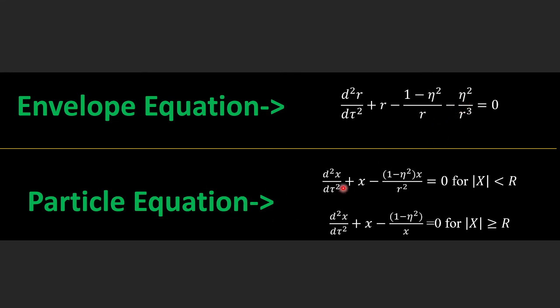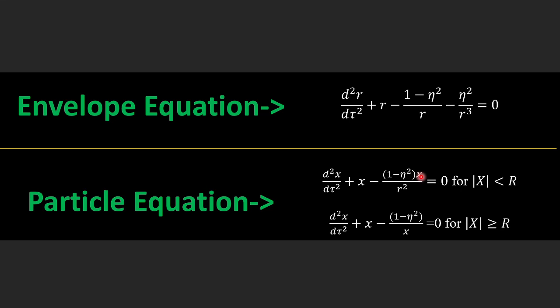And for particles, we have d²x/dτ² + x − 1 − θ² x/r² = 0 for x less than r, that's a particle within the core, and d²x/dτ² + x − 1 − θ²/x = 0 for a particle that's outside the core. So it basically goes as 1 over x here and goes as x here.